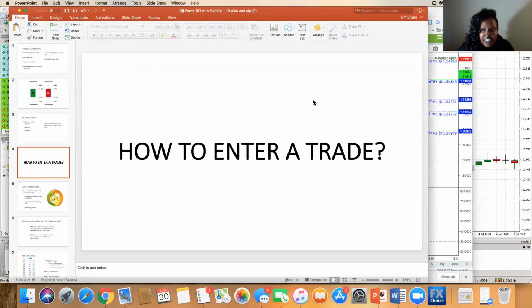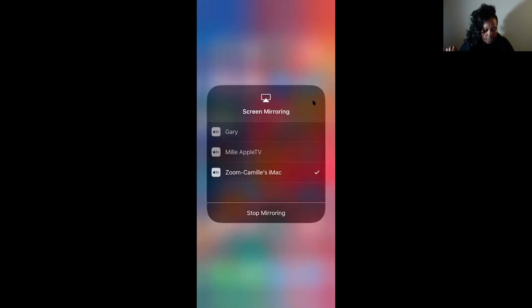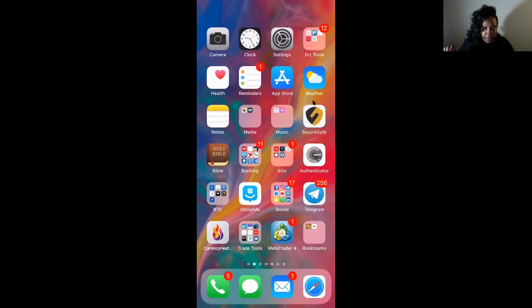So now let's actually enter a trade. I have to stop sharing my screen really quick so that I can share my phone, because the majority of people trade on our phones. So let me stop sharing so I can share my phone with you and show you how to enter a trade. Okay, here we go. Share. Okay, so you should be able to see my phone screen.